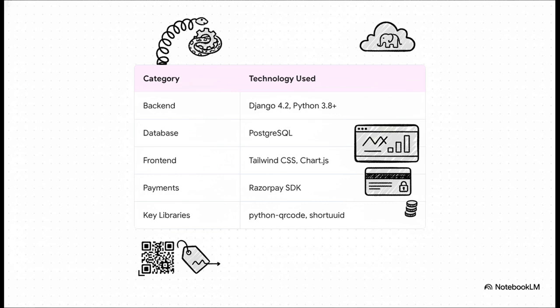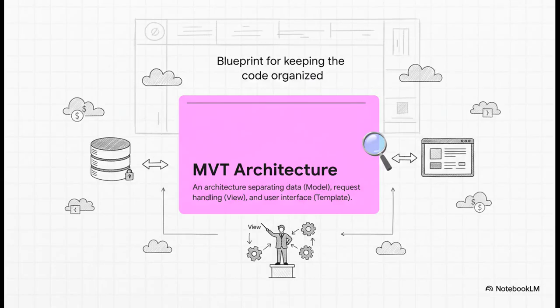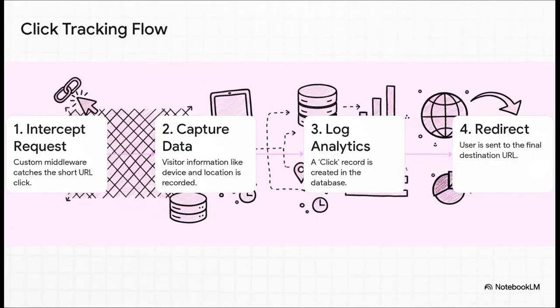And critically, they're using specialized libraries for the important stuff, like handling payments, generating QR codes, and creating those unique short IDs. The project is built on Django's MVT architecture. That stands for Model, View, and Template. Just think of it as a smart way to keep all the code organized. The model is in charge of the data, the template is the actual web page the user sees, and the view is like the conductor in the middle, handling all the requests and telling the other two parts what to do.